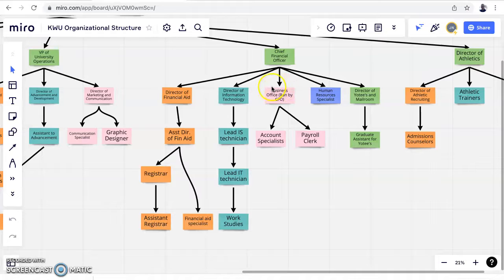The business office doesn't have a director per se because the business office is actually run by our CFO, our chief financial officer. But she has some account specialists and payroll clerks below her. Everybody in the business office really is on the same level with the exception of the CFO. The human resource specialist, we only have one human resources person, so she's sort of in a category by herself. She reports to the CFO, but she does everything you would expect a human resources department to do. Very busy woman, and she does a lot.